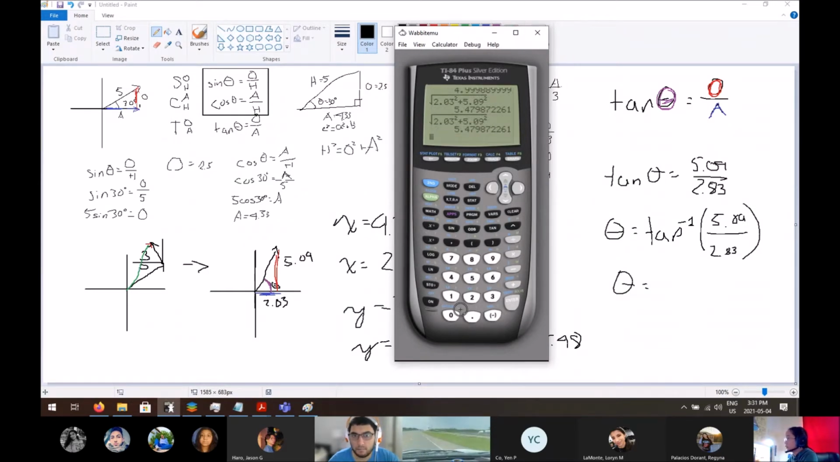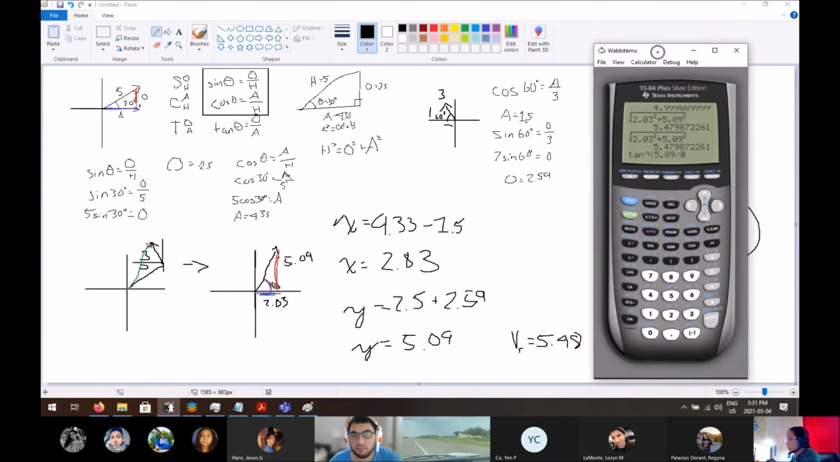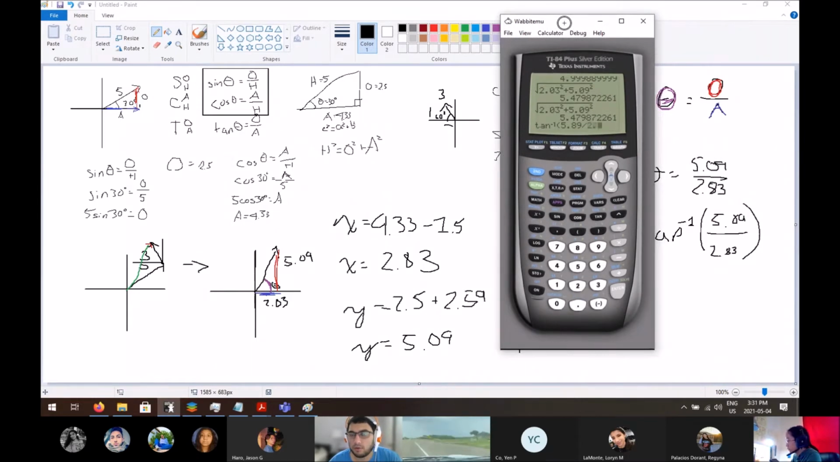That's not right. Wait, and the previous one, you did 2.03. Isn't it 2.83? Did I not put 2.83 on the calculator? In the square root, that is supposed to be 2.83, right? That should be 2.83. Okay, cool. I just want to make sure. My bad. All right, so we'll just redo that one.